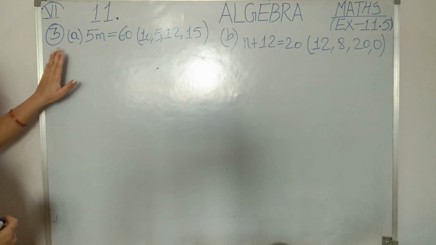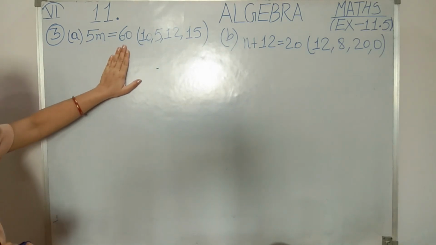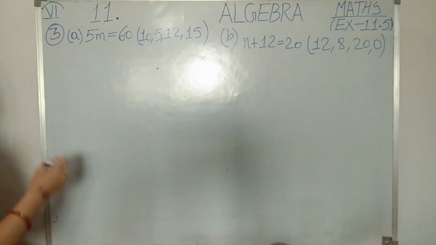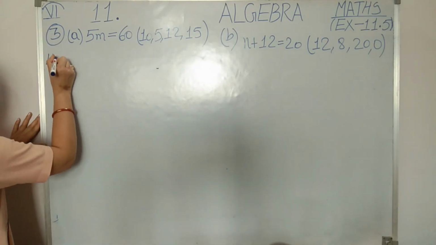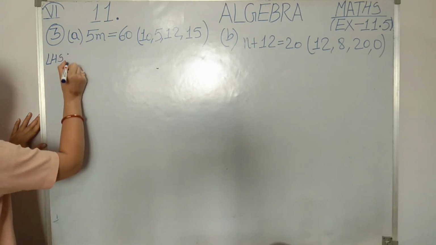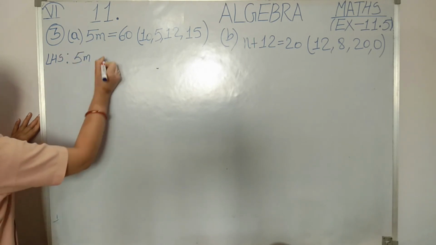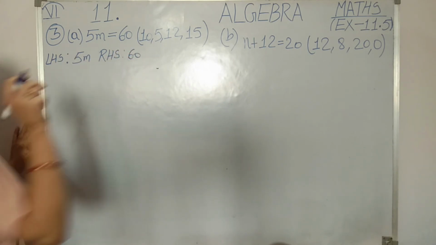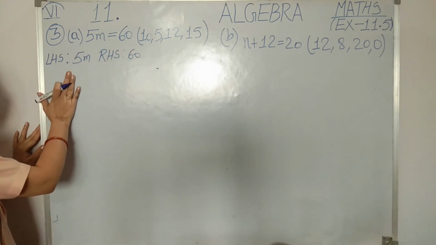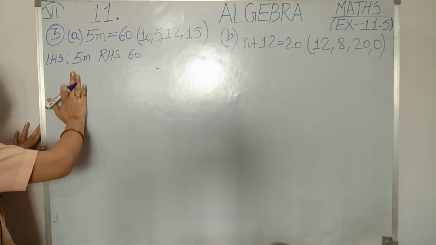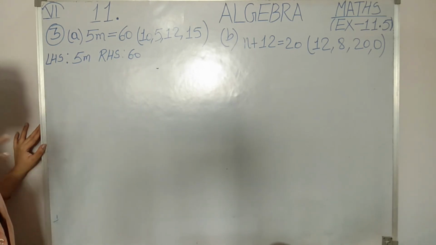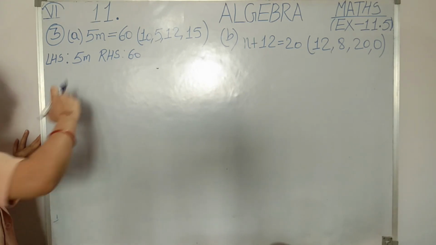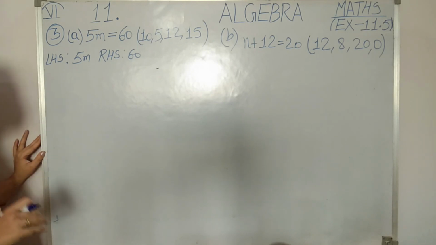So students, first point, 5m equals to 60 and different values for m are given 10, 5, 12 and 15. So our first step will be, first we'll write here LHS. What is left hand side here, students? LHS is 5m. Okay, then RHS here is 60. So whenever my LHS will be equal to RHS, means here also 60 and here already it is 60, then only my equation is satisfied. And that value which I put in m and I got 60 will be my solution to the equation.